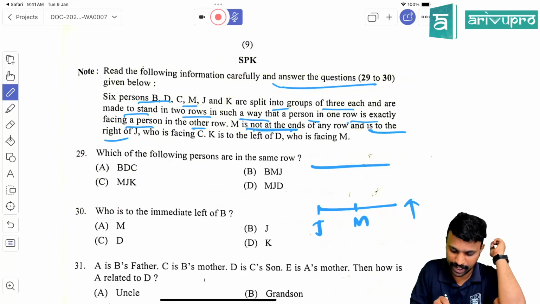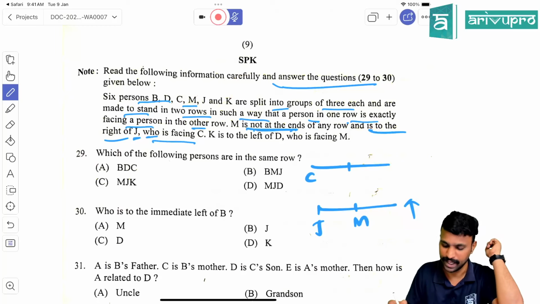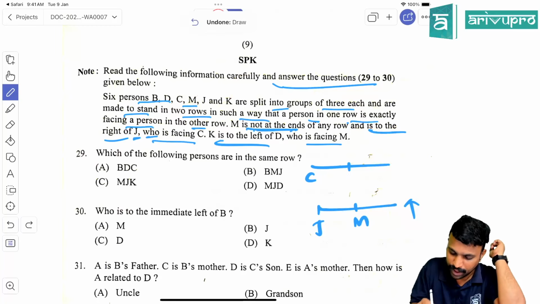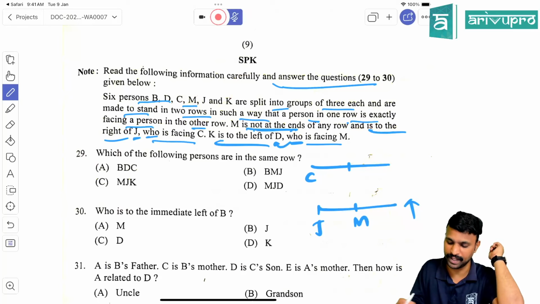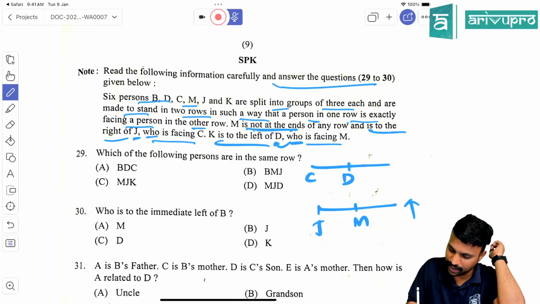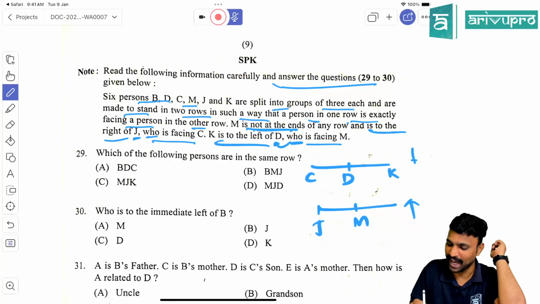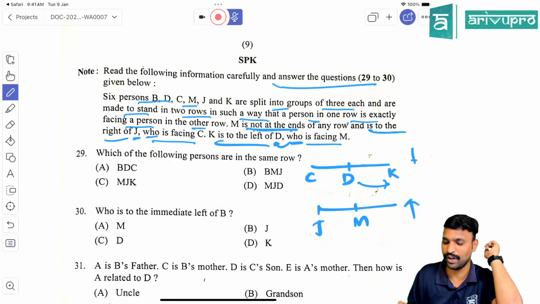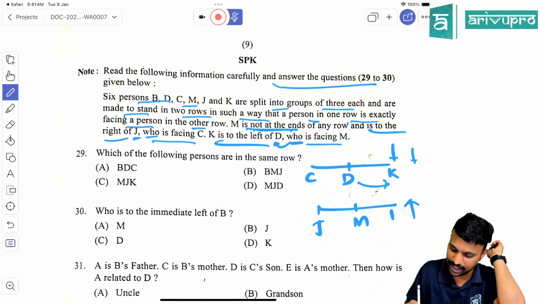And then what else? Who is facing C? J is facing C because who refers to the second person. What next? K is to the left of D. Who is facing M? D is only facing M, so D should be here, and K to the left of D. Guys, please understand, K seems to be right of D, but from their point of view, definitely K is left of D only, because these 3 people are facing south. And who is the only person remaining? B is the only person remaining.